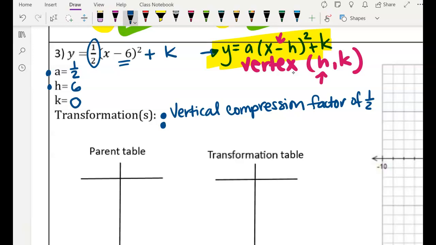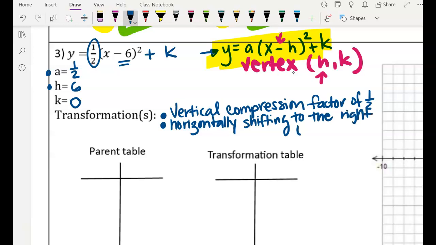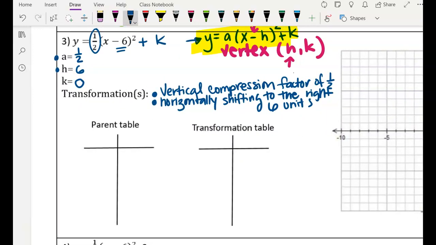6 is positive. So we are going to shift horizontally to the right because it's positive. Shifting to the right. And I want you to spell out how many units: 6 units.